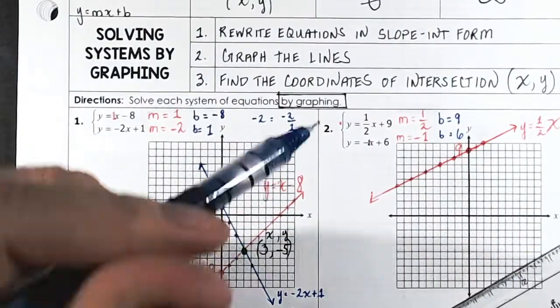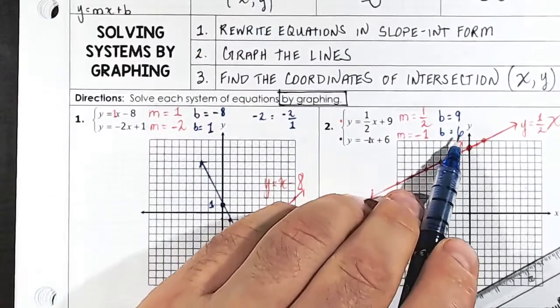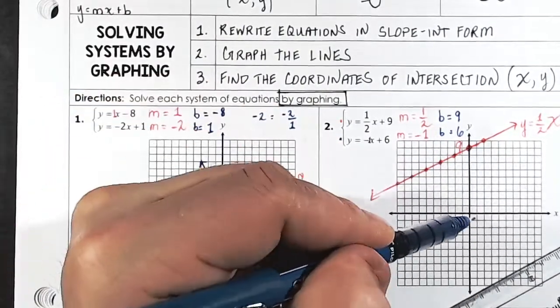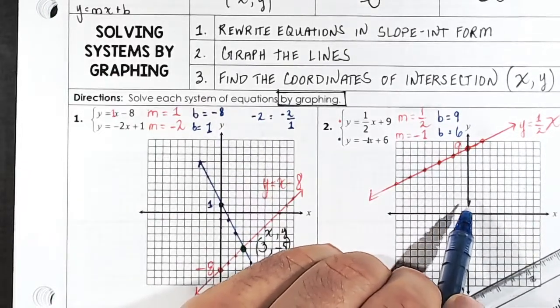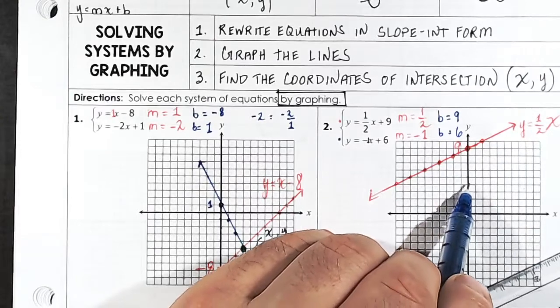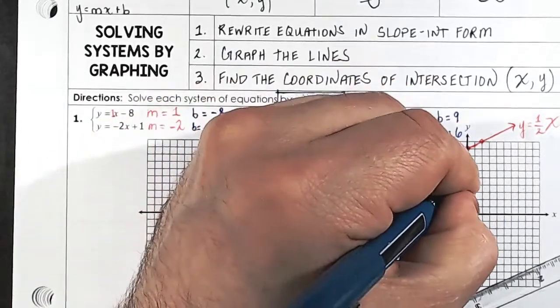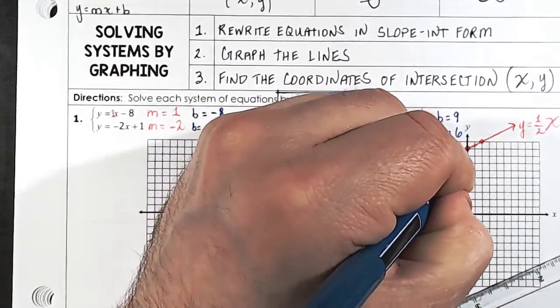Now, for the second equation, which we'll do in blue, I have a y-intercept of 6 and a slope of negative 1. So let me go to a y-intercept of 6, start at the origin, and go up 1, 2, 3, 4, 5, 6. Okay, right there is my y-intercept of 6.